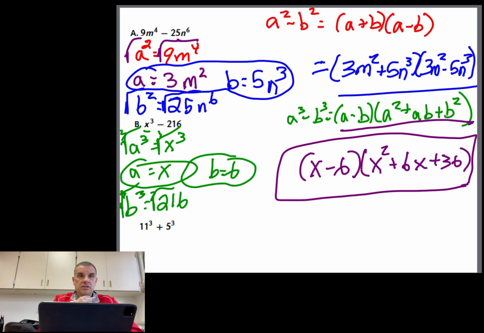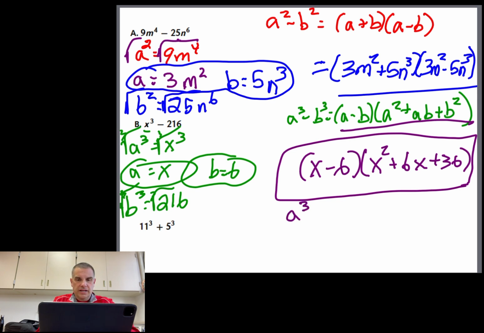Next one, you don't only have to do these with letters in there. I mean, you can do it with numbers too. So again, you're going to evaluate what's going on. So we've got 11x cubed plus 5x cubed. So we've got cubes and we've got a sum. So this is going to be the sum of cubes.